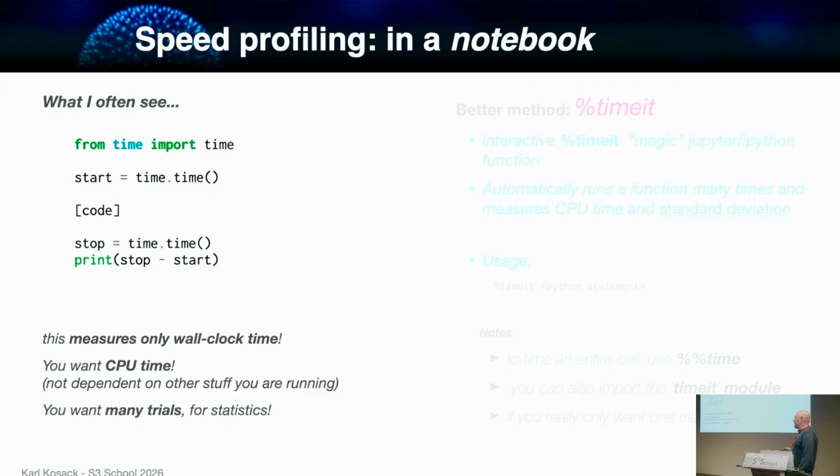Also, because our computers are all multi-processing and multi-core, running thousands of other processes at the same time, you probably want many trials to get a little bit of statistics, not just do it once, to get a better idea of the speed. Sometimes you run a piece of code and that one time it was very slow, but the next time it's much faster, and you'd miss that.